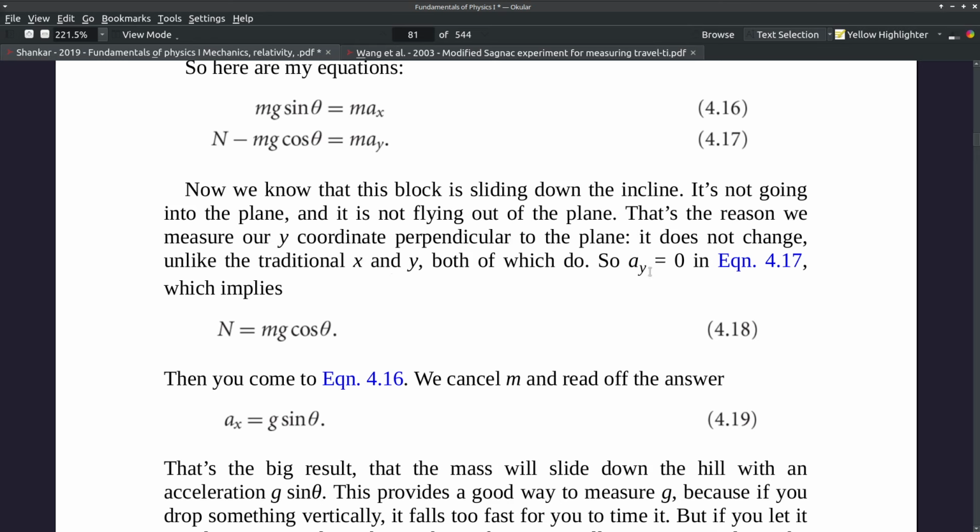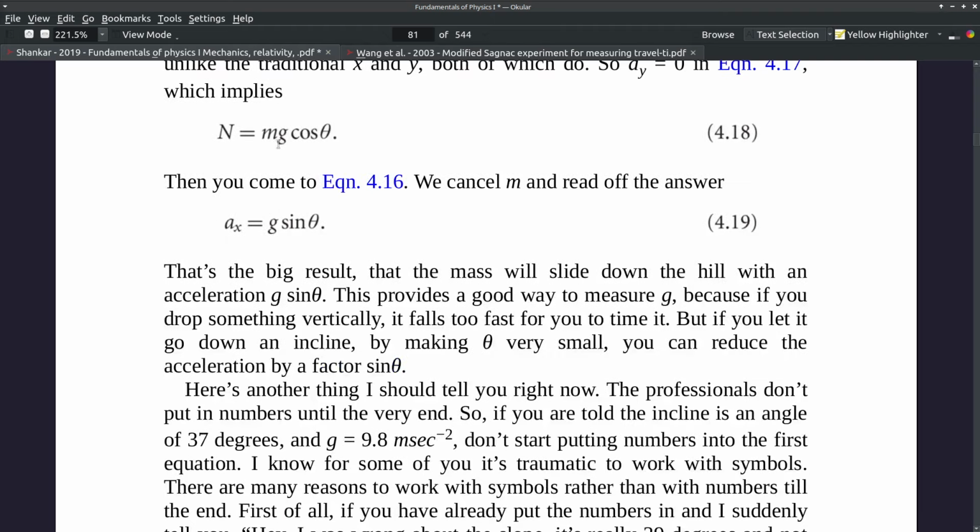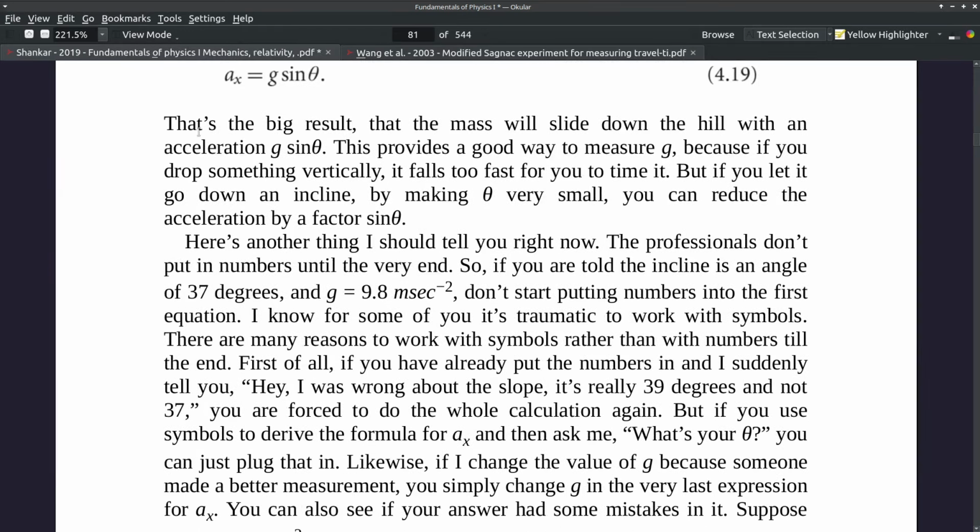So a of y equals 0 in equation 4.17, which implies N equals mg cosine of theta. Then you come to equation 4.16. We cancel m and read off the answer. Acceleration in the x direction equals gravity times the sine of theta. That's the big result, that the mass will slide down the hill with an acceleration g sine theta.